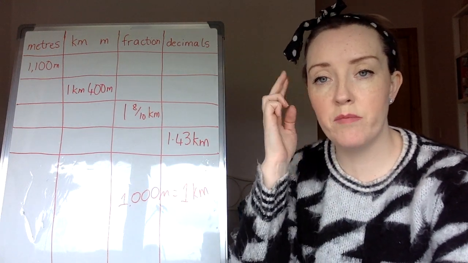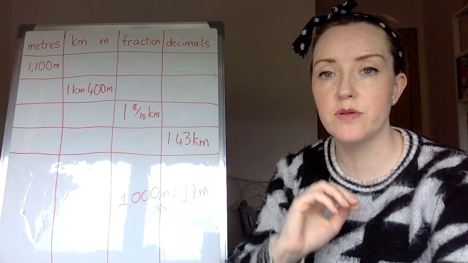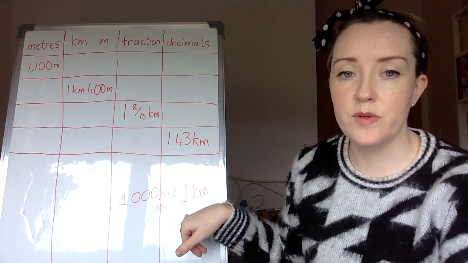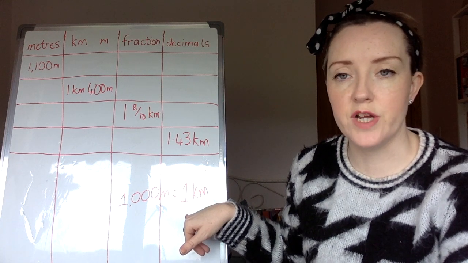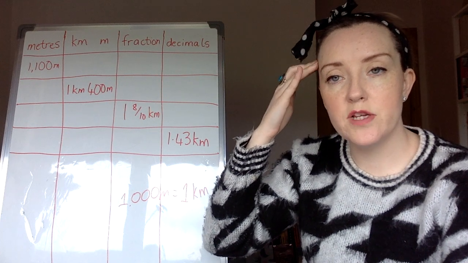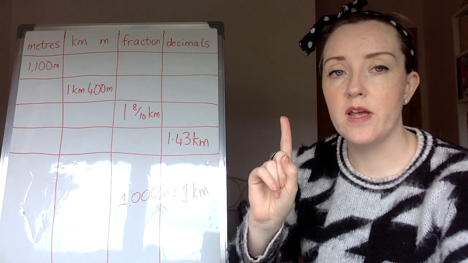That will never change. I'm going to remember that always. It's going to be stuck in my head. I'm going to use it all through school, primary and secondary school. 1,000 metres is always going to be equal to 1 kilometre. That will never ever change. 1,000 metres into the head. You can say it with me: 1,000 metres is equal to 1 kilometre.